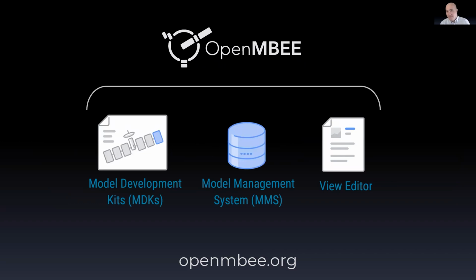As I said, OpenMBEE, which stands for Open Model-Based Engineering Environment, is an open source collaborative engineering system. It enables engineers to work in different tools and different languages and easily share and document their work across all of these tools. The system includes three primary components that you'll see today. So the model development kits are tool-specific integrations, and their primary purpose is to connect that third-party tool into the OpenMBEE system.